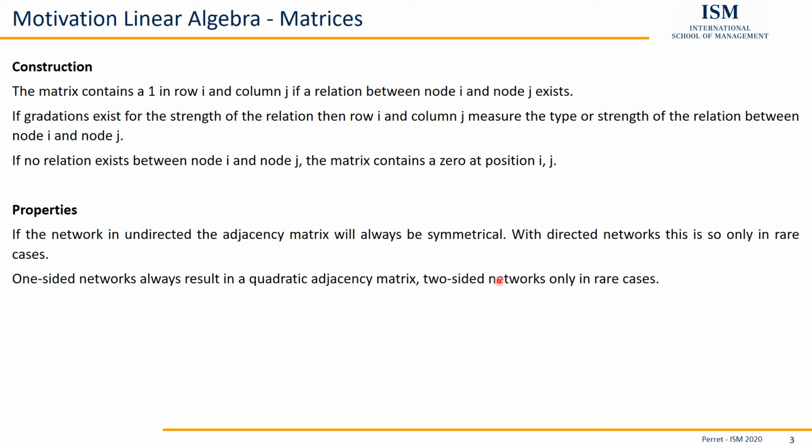So usually a two-sided network is part of a larger one-sided network. And accordingly, the adjacency matrix of a one-sided network automatically is quadratic because I have the same group in the rows and the columns, so the same number of rows and columns. Whereas for two-sided networks, very rarely is it a quadratic matrix. Well, this means, again, if you know how the adjacency matrix looks, you can directly get your first insights on the nature of the network.